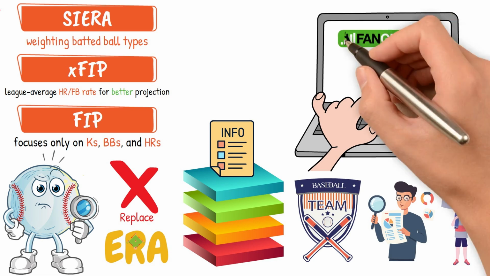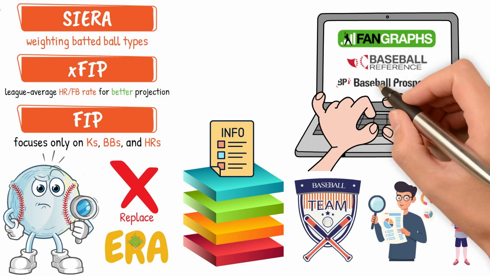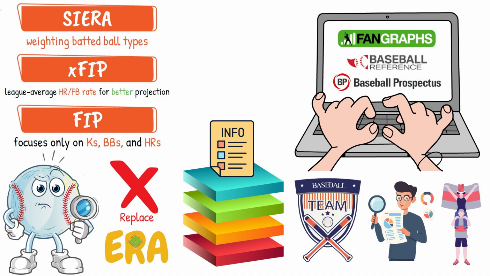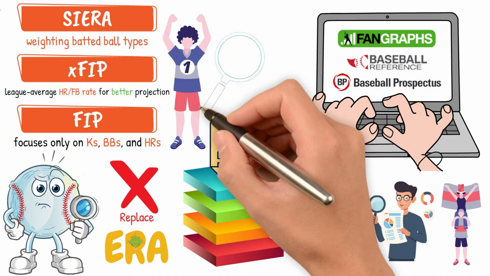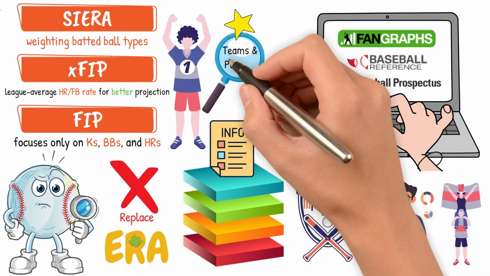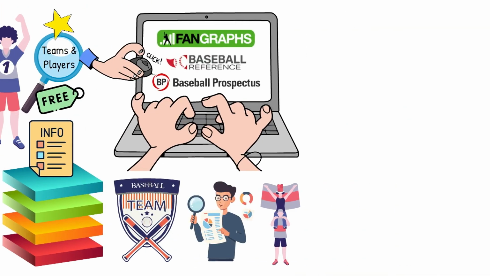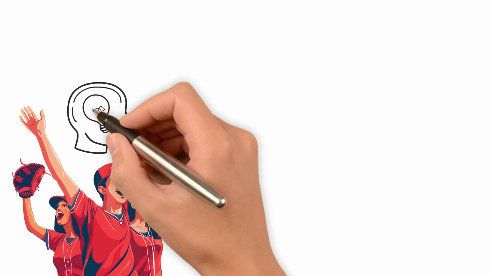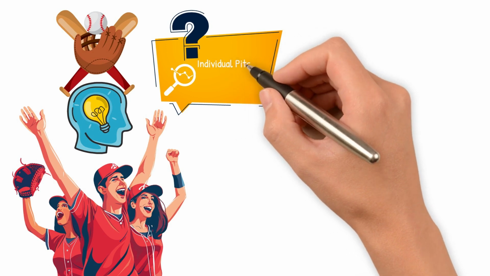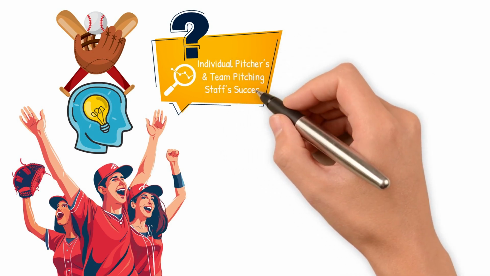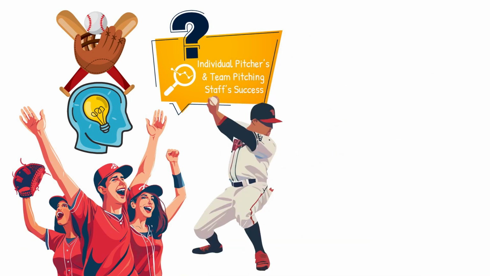Sites like FanGraphs, Baseball Reference, and Baseball Prospectus all paved the way for the casual fan to be able to do a deep dive into their favorite teams and players, all for free within a couple clicks of a mouse. This era defined the way we think about baseball now, asking questions about the way we track individual pitchers and teams' pitching staffs' success, and if there are better ways to do that.